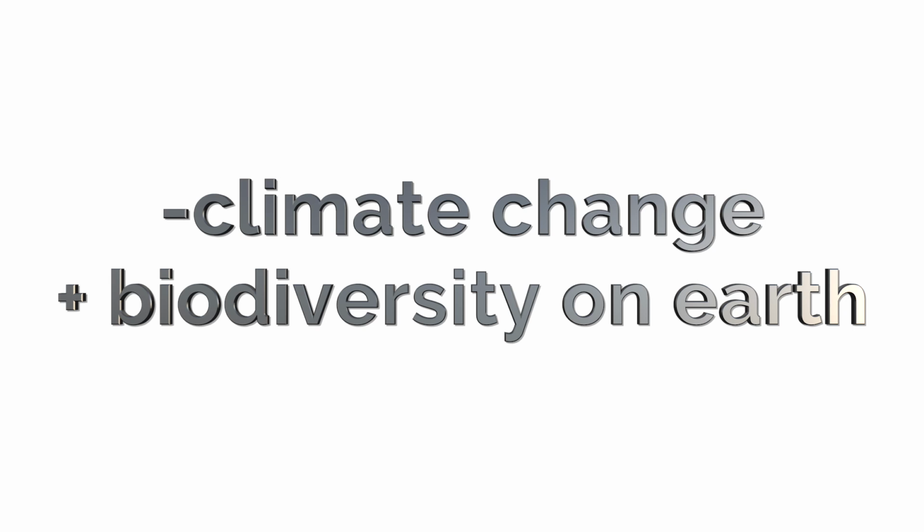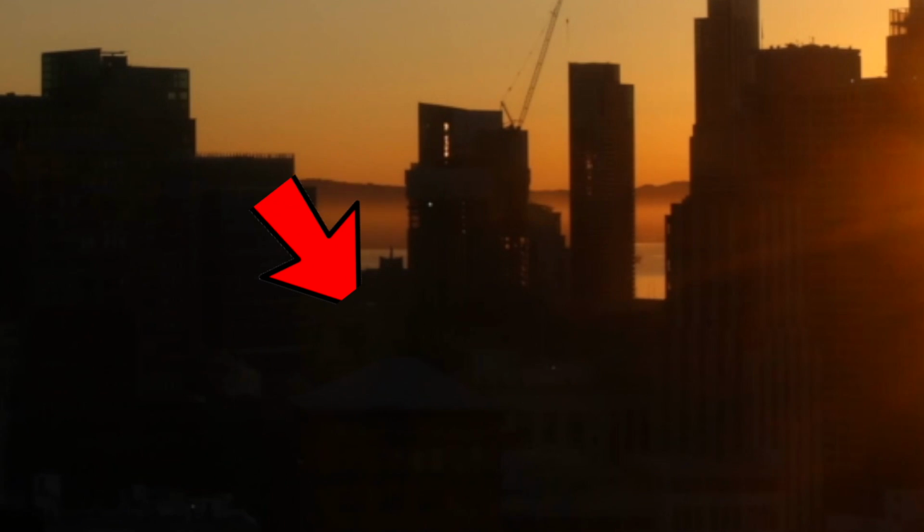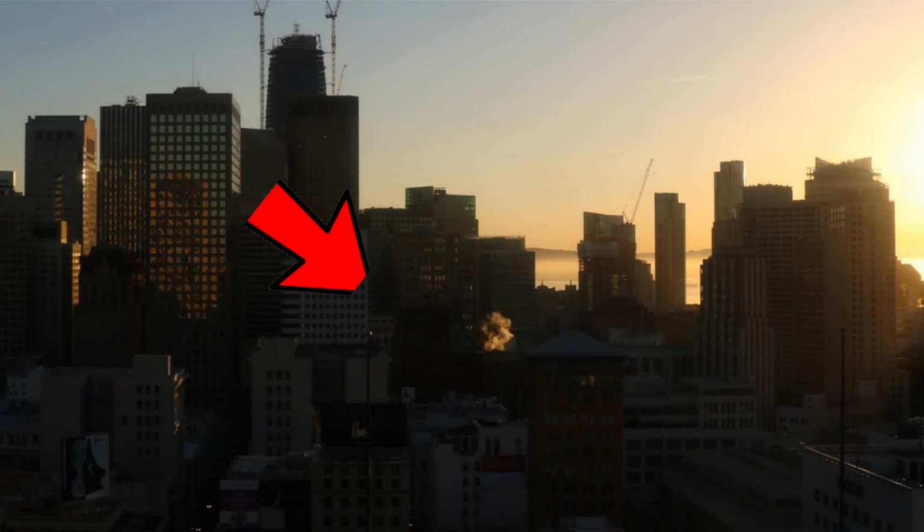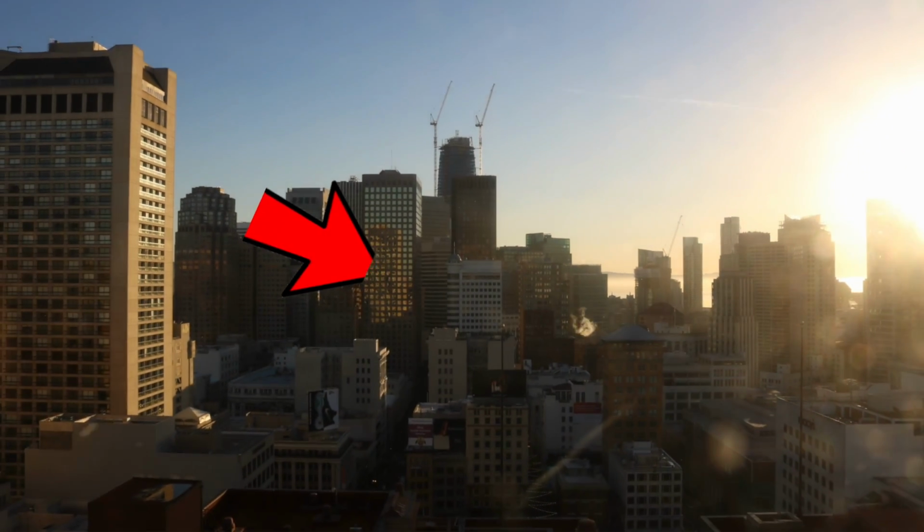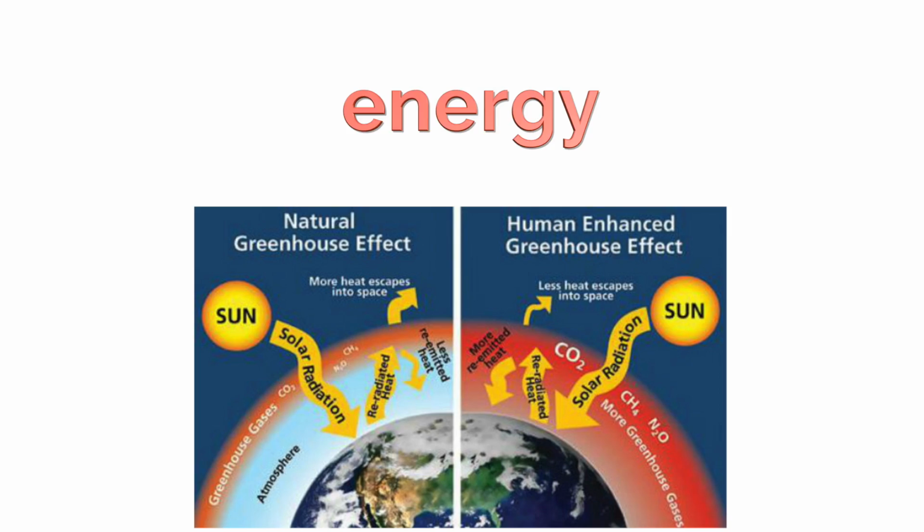Climate change is negatively affecting biodiversity on Earth. Climate change is the result of more greenhouse gases being produced by humans. These gases trap heat energy inside the atmosphere, ultimately changing our planet's temperature. And as we learned earlier in the year, heat means change.